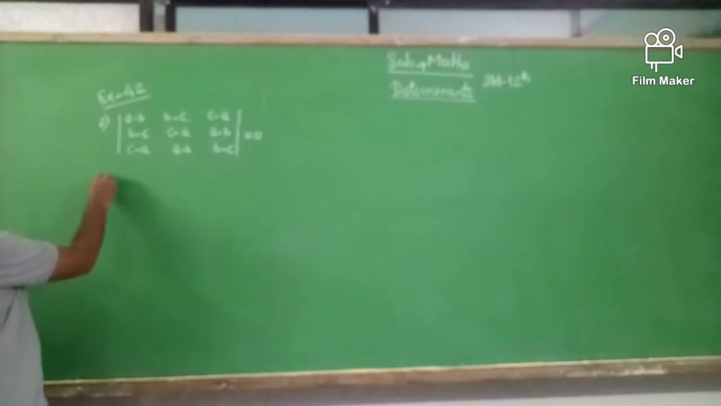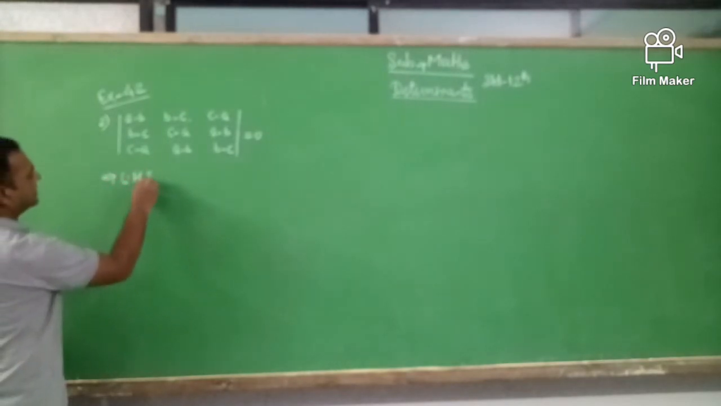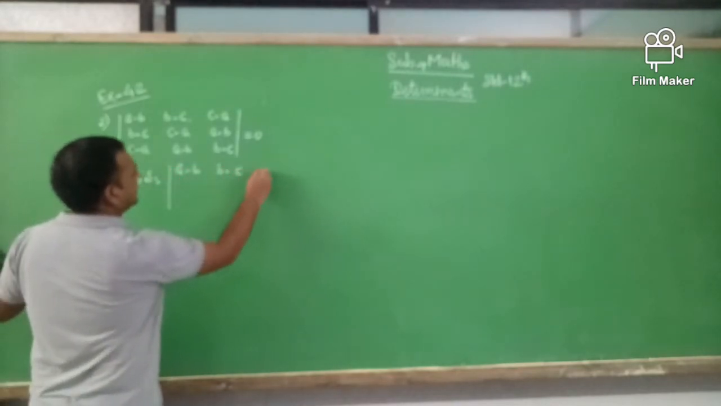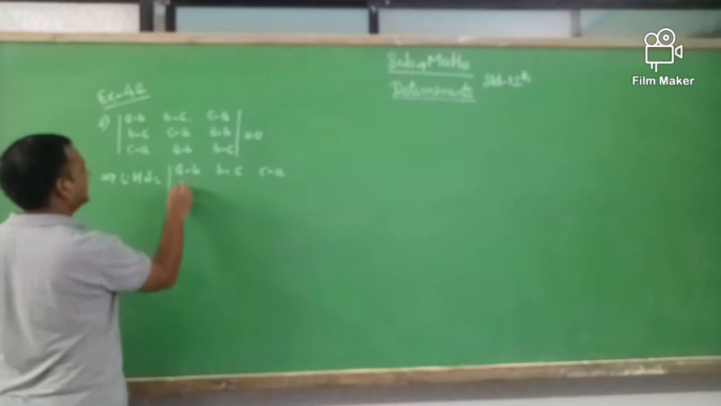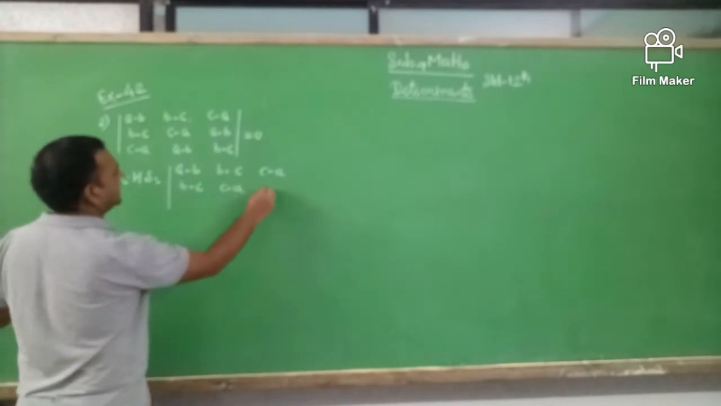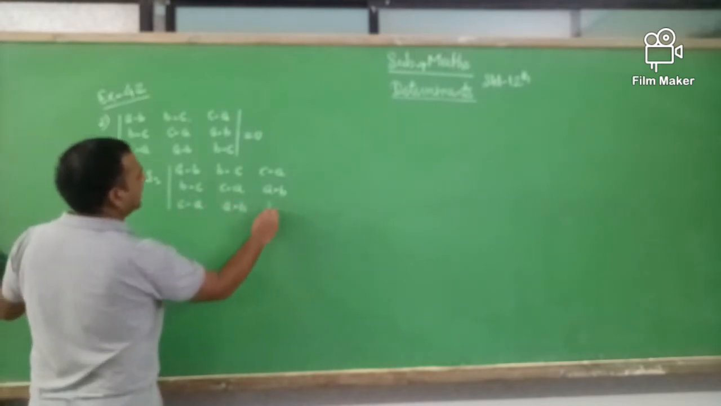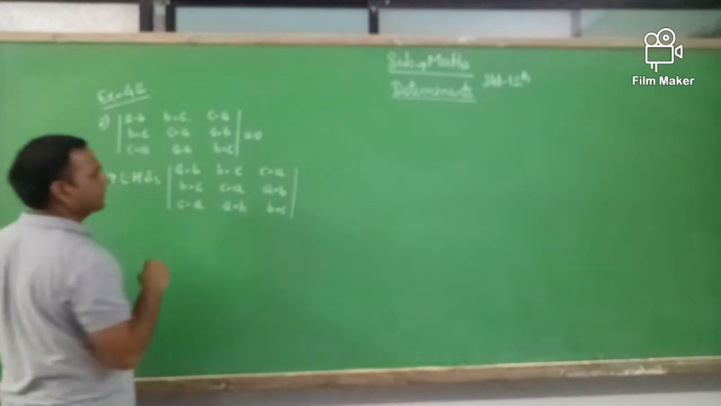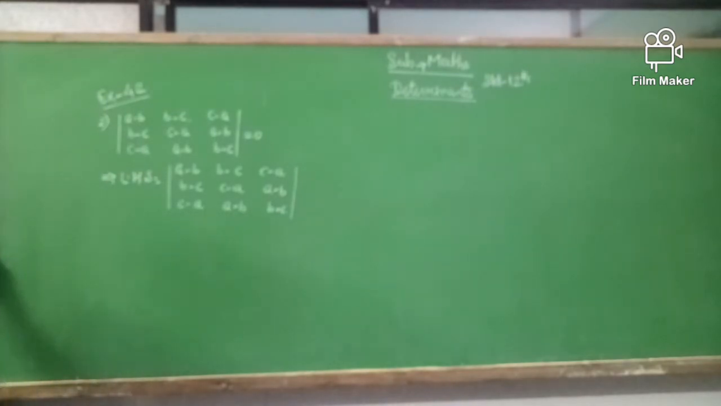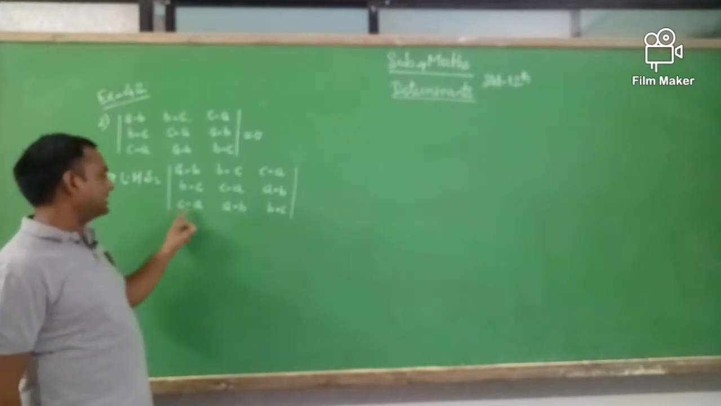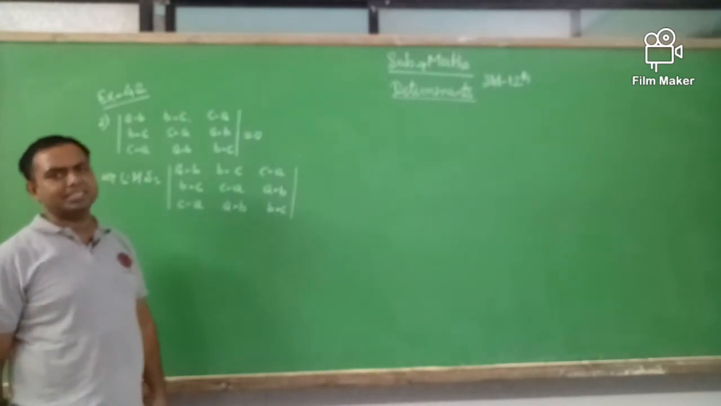So first we take the LHS, the left hand side. This is a minus b, b minus c, c minus a in the first row. In the second row, b minus c, c minus a, a minus b, and the third row is c minus a, a minus b and b minus c.